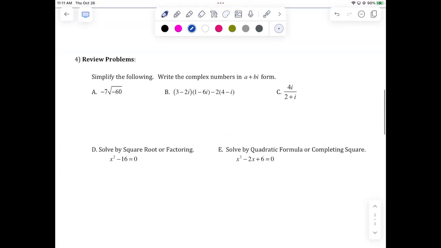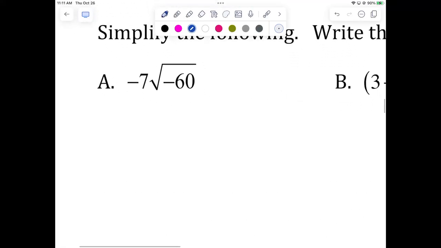All right, let's go ahead and talk about this. This kind of goes over the last two quizzes where some of the work is still left to be desired, right? A, simplify. -7 times the square root of 60.